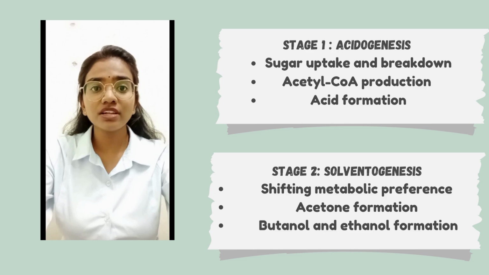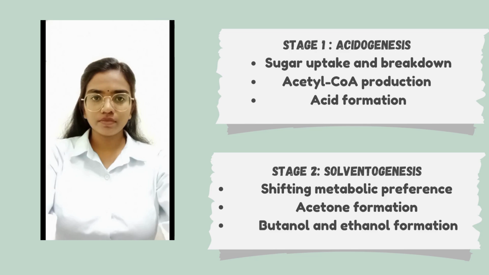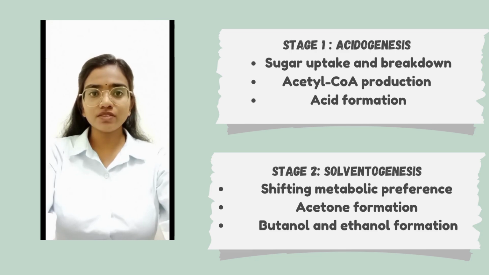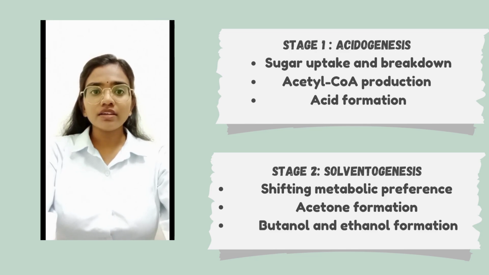One essential metabolic intermediate that can be directed into different pathways is acetyl-CoA. The primary byproducts of acidogenesis are butyric and acetic acids. The pH of the surrounding area is lowered as a result of these acids. The second stage is solventogenesis.